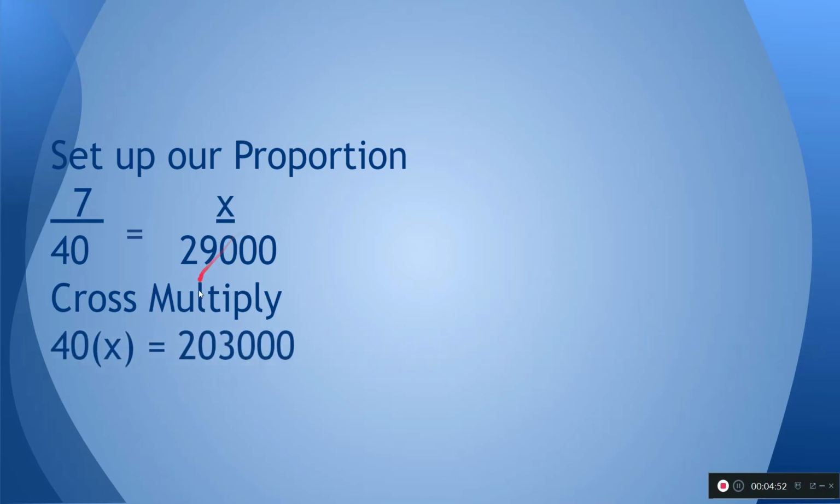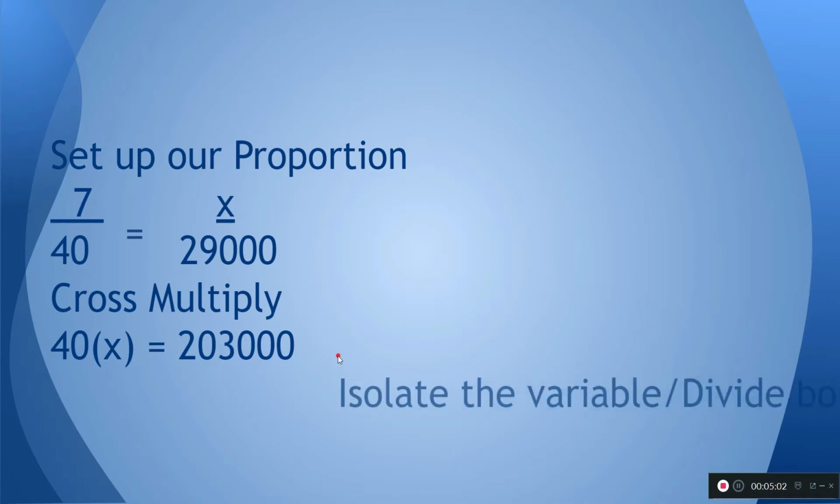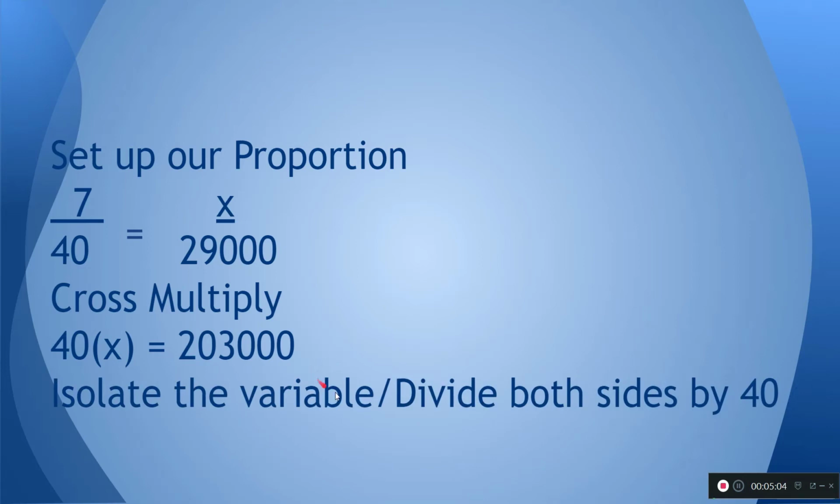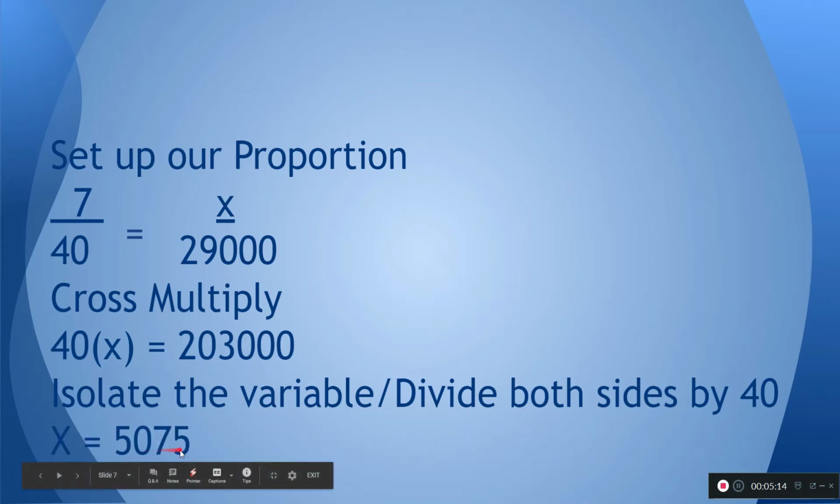So you end up with 40 times x, which equals 203,000. Then we want to isolate the variable, and the way we do that is by dividing both sides of the equation by 40 so that we get x by itself. And you'll find out then that x equals 5,075.